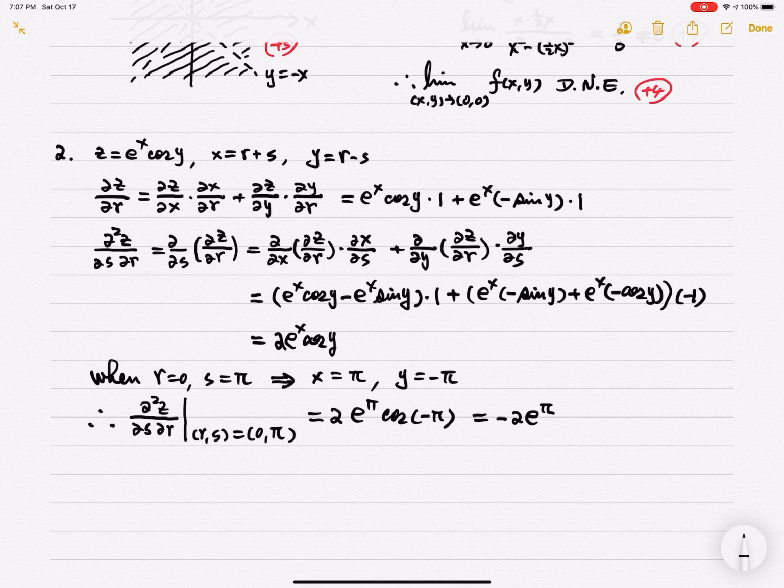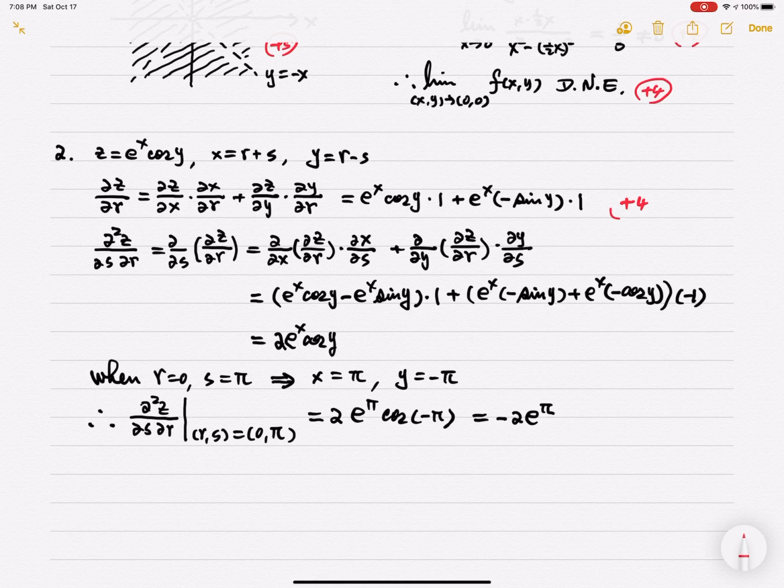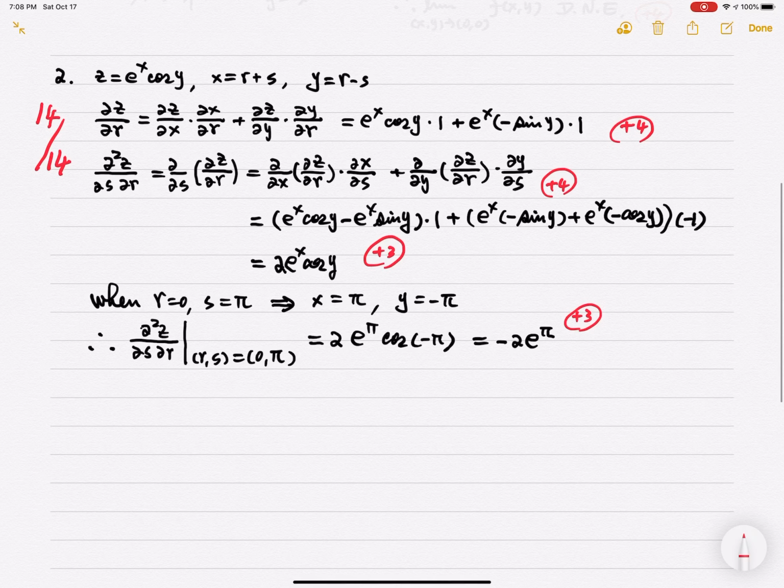So that's the answer. If you look at the partial credits, I would say this is 4 points, and this is 4 points, and then we calculate this simplified, 3 points, and then probably this is 3 points. So we have 14 points here. Okay. Problem number 3.